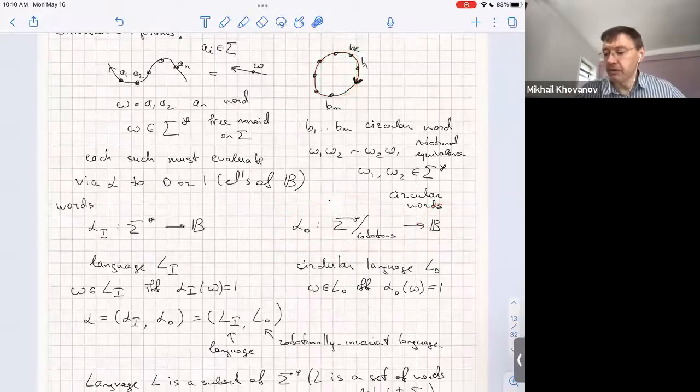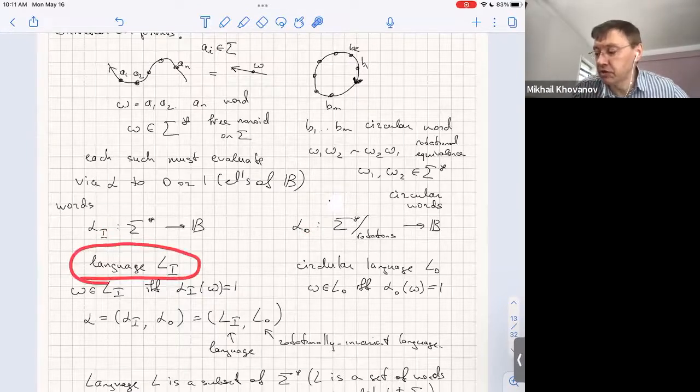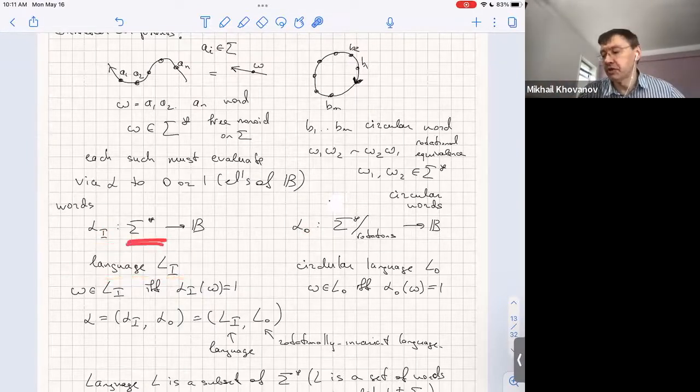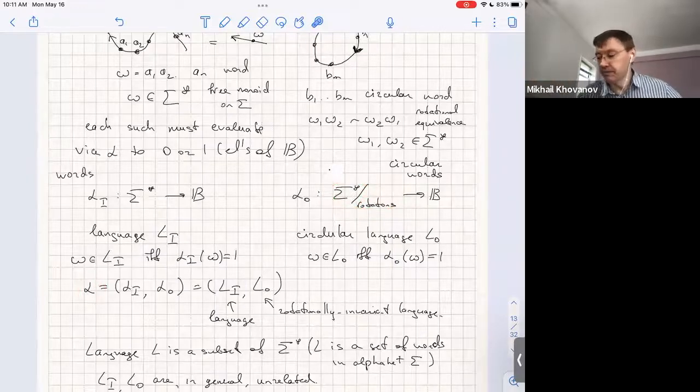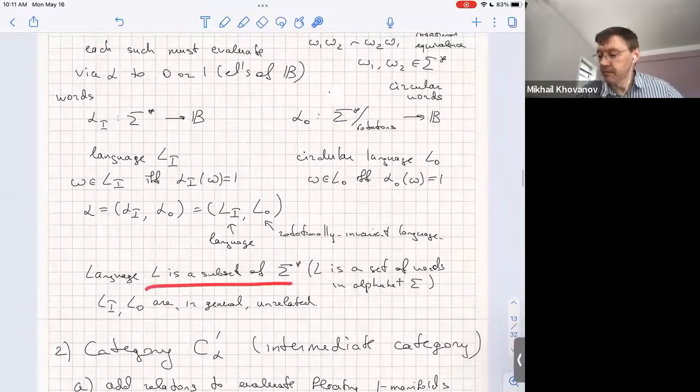When B has only two numbers, 0 and 1, describing such functions is the same as describing all the elements that are mapped to 1 by alpha I for intervals, the interval map, and alpha circle for circle map. Such functions are determined by what people call a language. A language is just a subset of words, a subset of the set of words. And a circular language is a subset of circular words, rotations. So our evaluation function is a language and a circular language, just a subset of words.